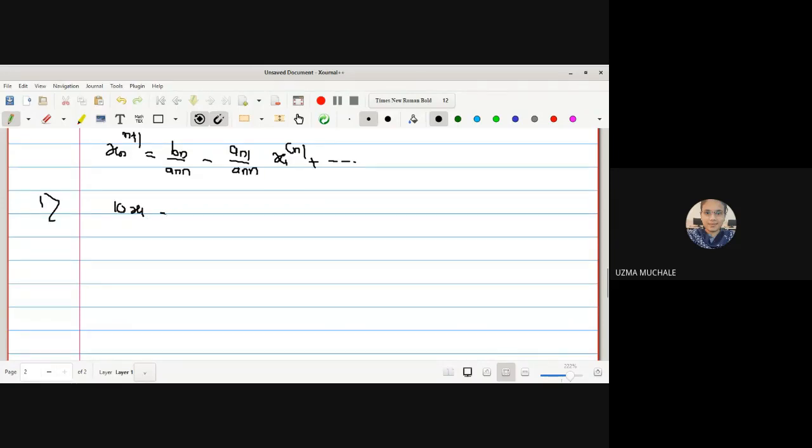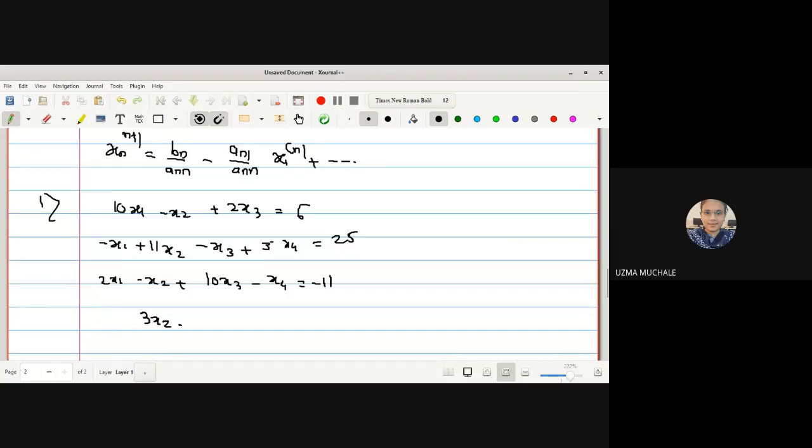x1 minus x2 plus 2x3 is equal to 6. This is the first equation. Minus x1 plus 11x2 minus x3 plus 3x4 equal to 25. Next is 2x1 minus x2 plus 10x3 minus x4 equal to minus 11. 3x2 minus x3 plus 8x4 equal to 15.